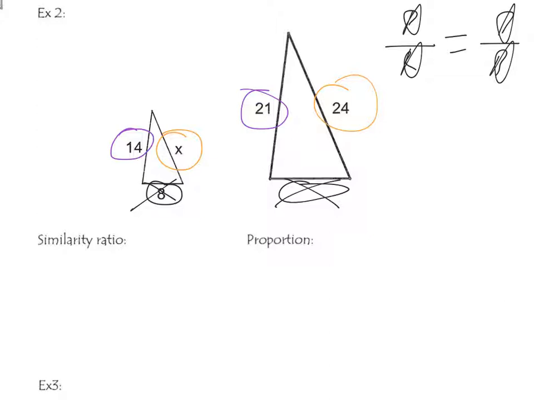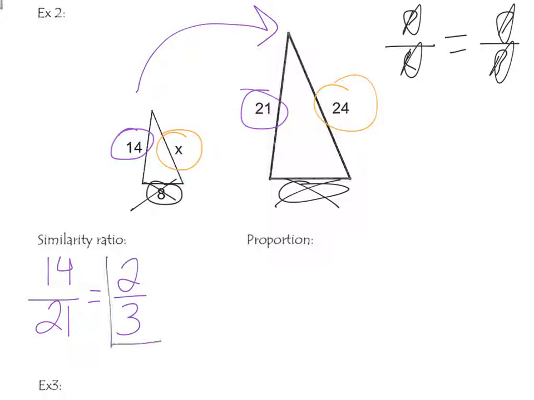So similarity ratio wise, I have to use the purple ones because they're both numbers. X over 24 doesn't help me, okay? So I'm going to go from my left to my right like I always do. So I'm going to do 14 over 21. So I'm typing in 14, I'm hitting that ABC button, and I'm typing 21, and that should reduce down to 2/3. That is my similarity ratio or my scale factor.